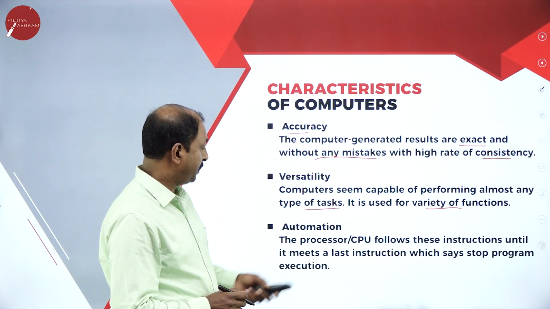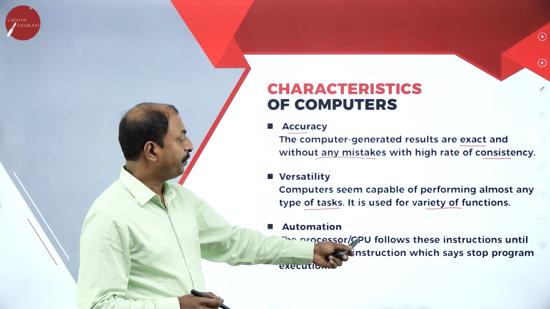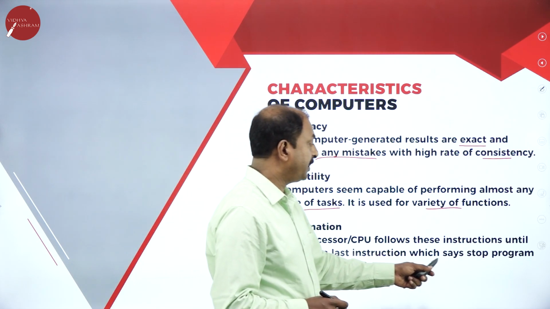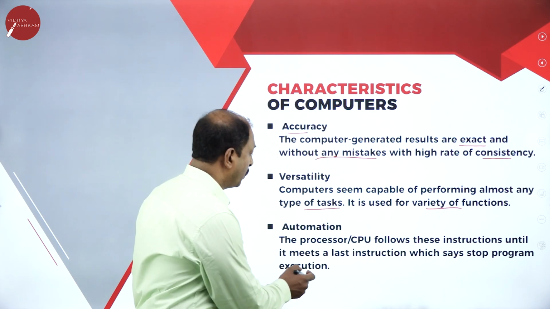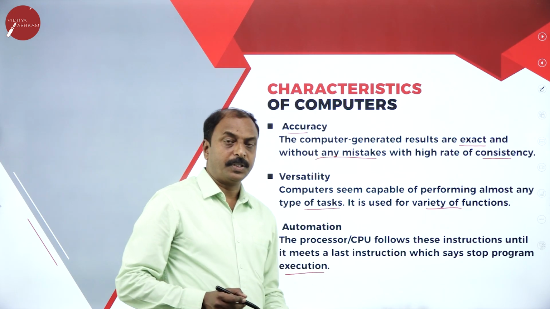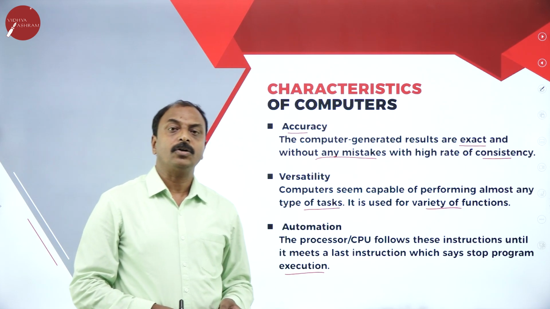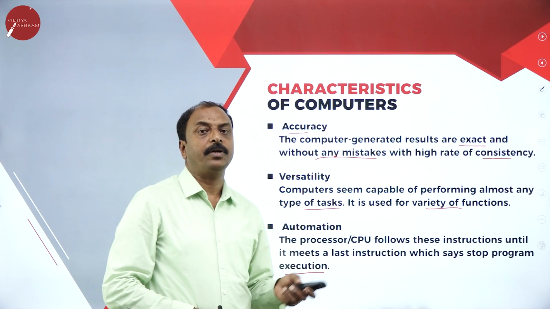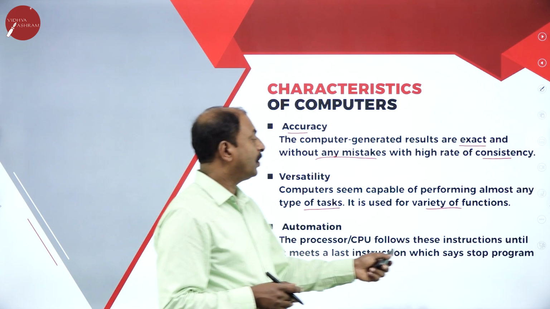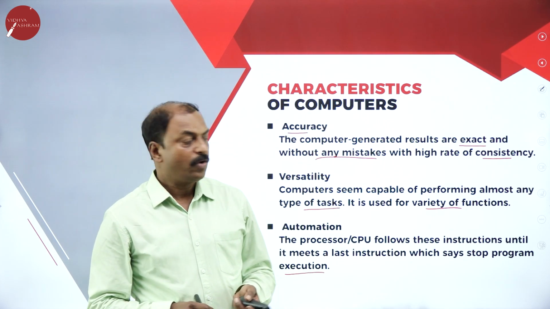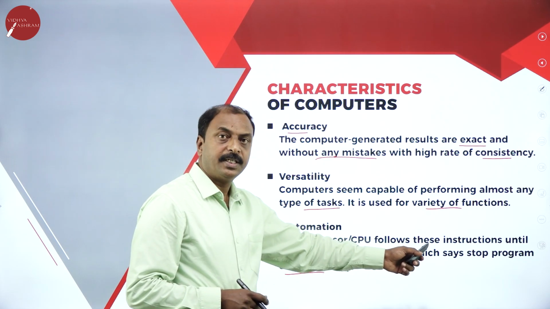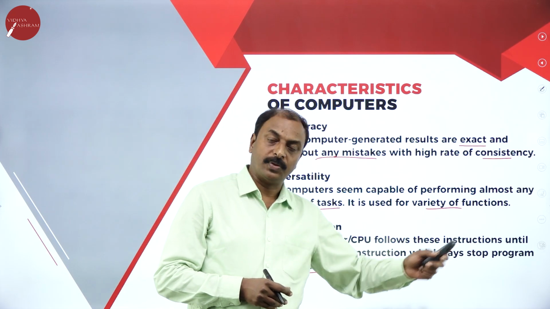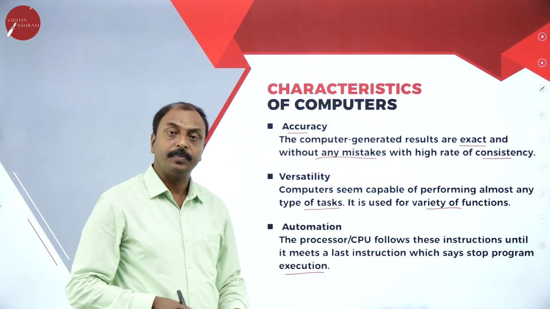The next one is automation. Here the processor, the CPU, follows the instructions until it meets the last instruction, which says stop program execution. What is the meaning of automation? The computer is an automated machine, as we have seen in the first definition. It is an automatic electronic machine. So it does all the work automatically from the first instruction until it reaches the final instruction or final program. That is the meaning of automation.